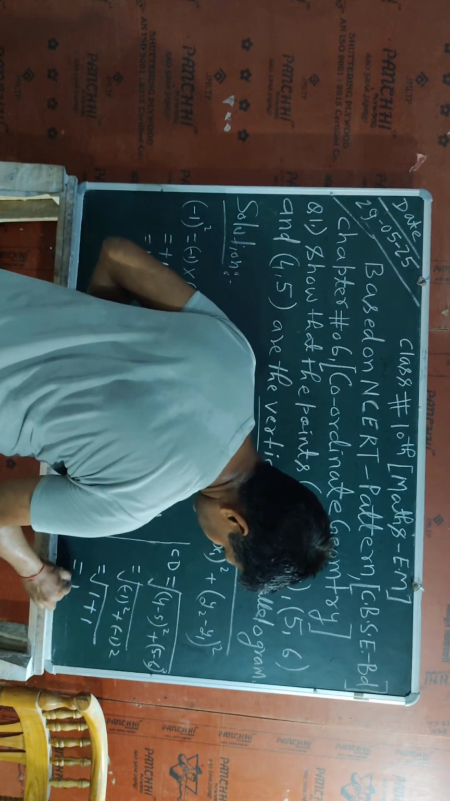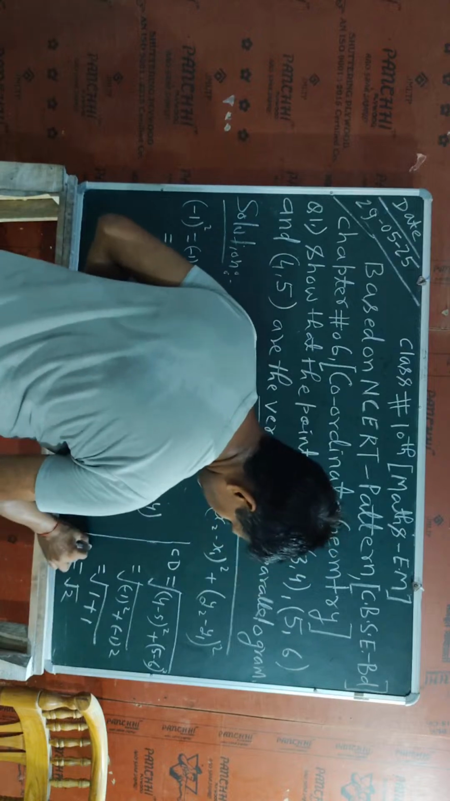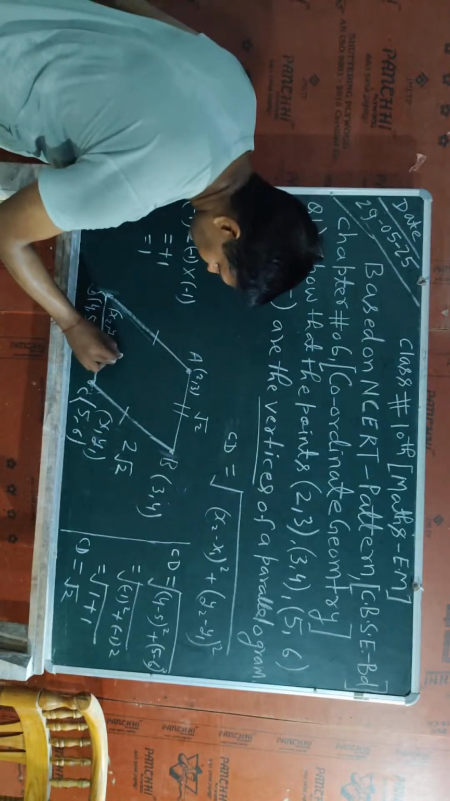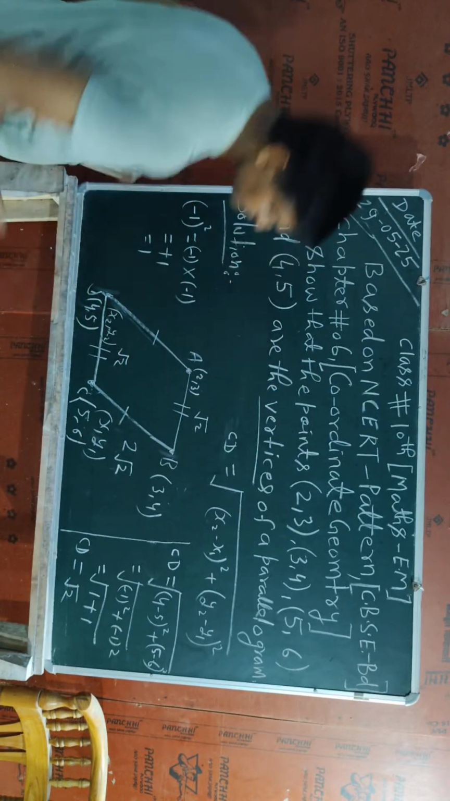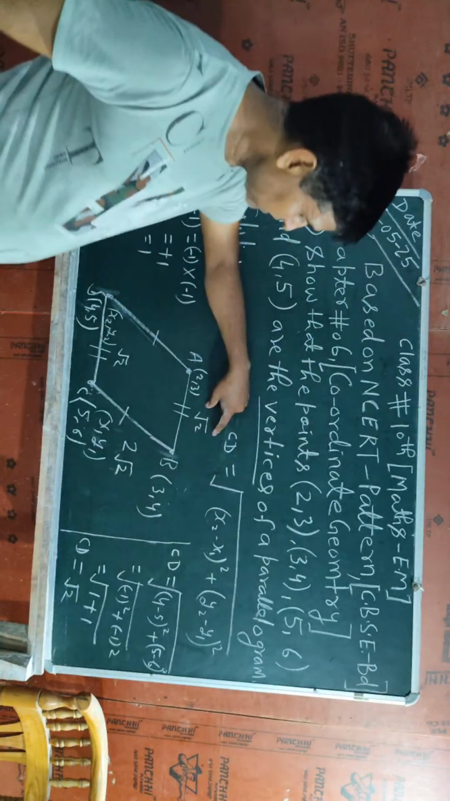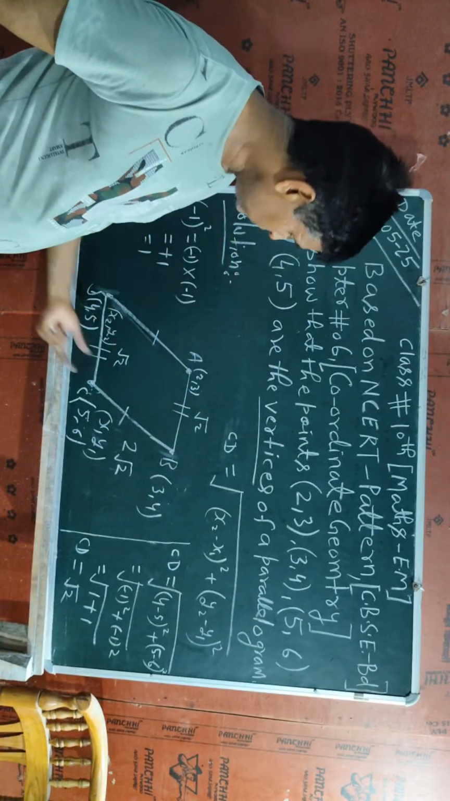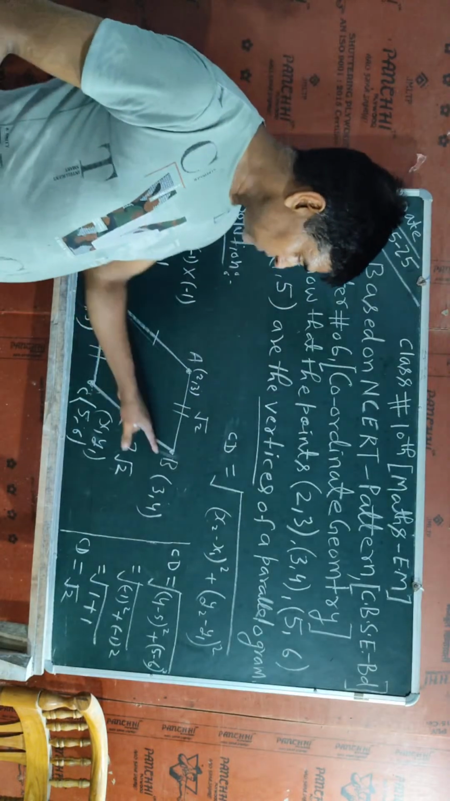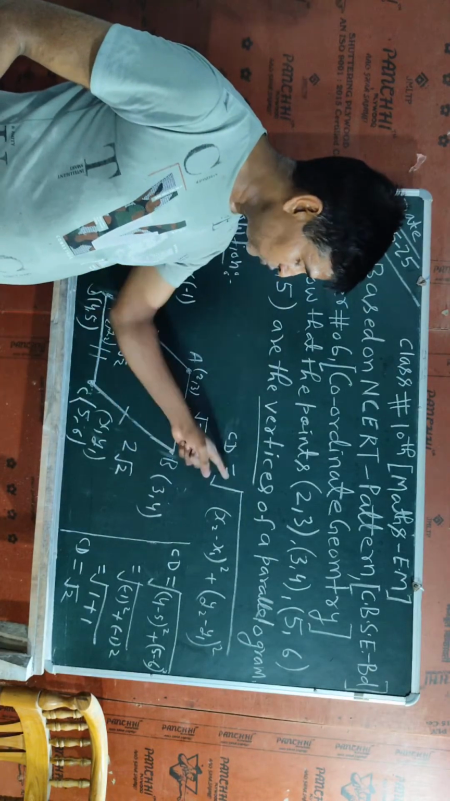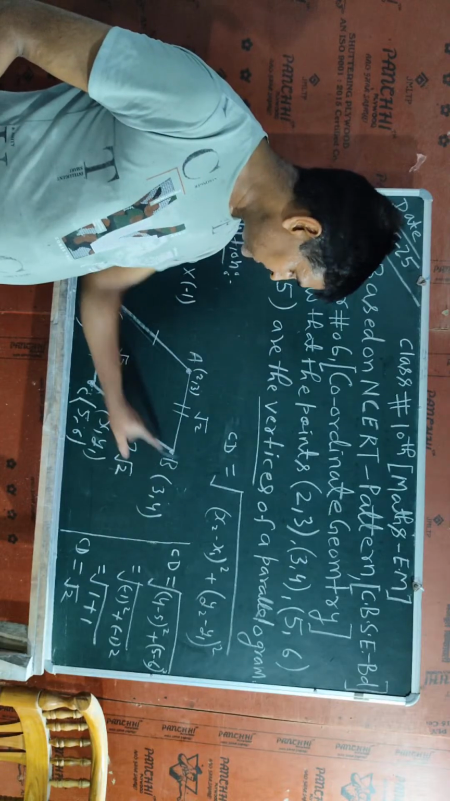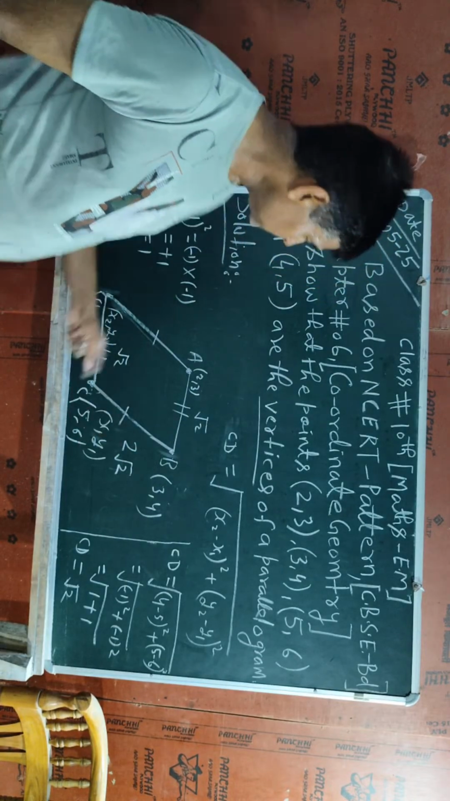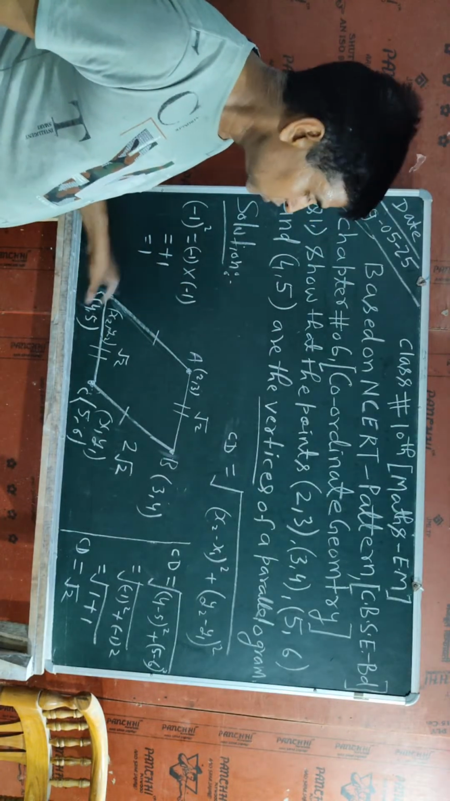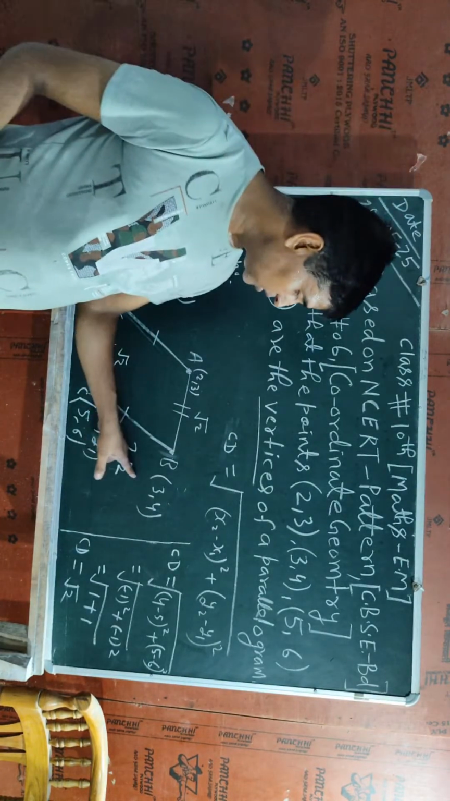So this will be root 2. So the value of CD is equal to root 2. I will write this length is root 2. So here I have got the length of AB equal to 2, and CD is equal to 2. Similarly, using the same formula, BC is equal to 2 root 2. Similarly, if I calculate BC and AD, that will also be 2 root 2.